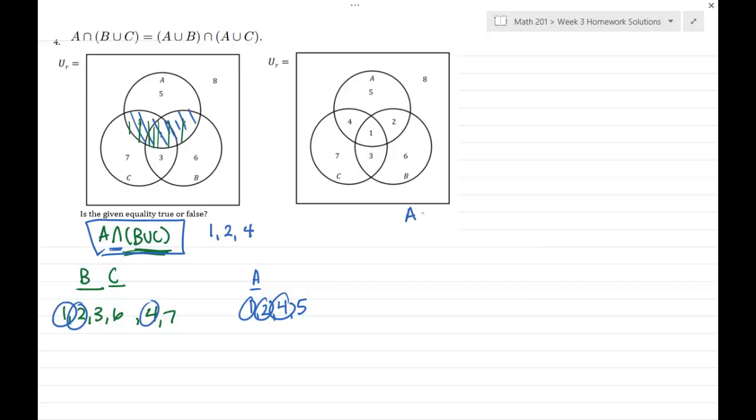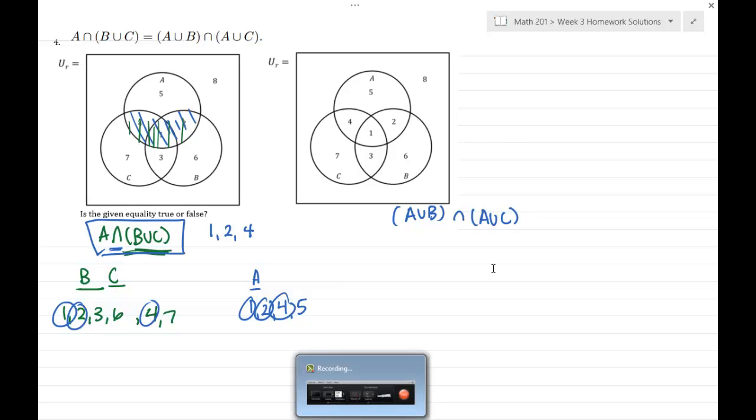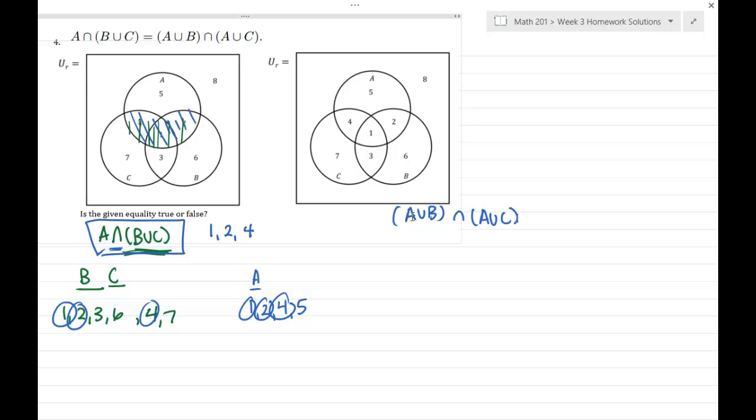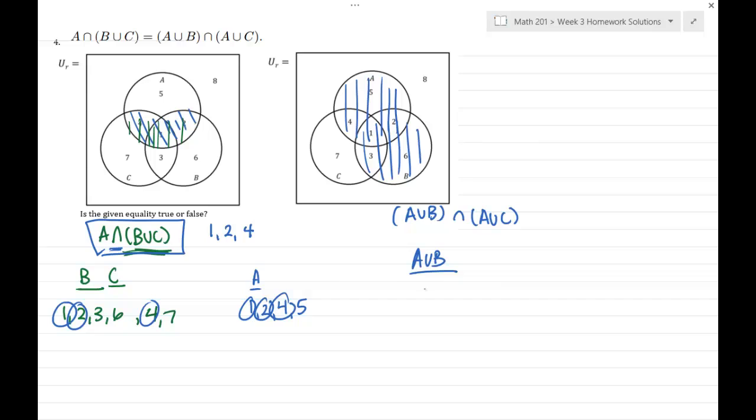Now let's look over here at A union B intersect A union C. So I have two operations grouped by parentheses, so I'm going to figure out those two sets first. So I'm going to figure out what A union B is. This means take everything in A, 1, 2, 4, 5. Take everything in B, 1, 2, 3, 6. So in A union B, I've got 1, 2, 3, 4, 5, 6. Those are the regions that I take for A union B.